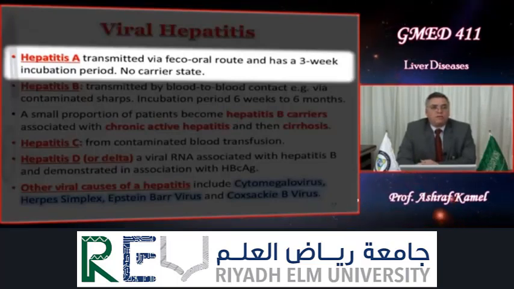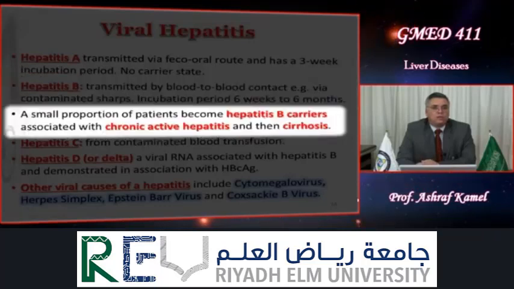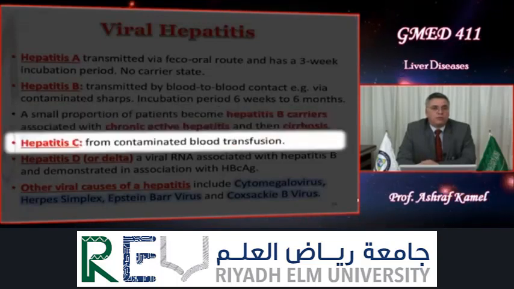Hepatitis A is transmitted via fecal-oral route and has a 3-week incubation period without a carrier state. In hepatitis B, it's transmitted by blood-to-blood contact via contaminated sharps, incubation period 6 weeks to 6 months. A small proportion of patients become carriers associated with chronic active hepatitis and then cirrhosis.